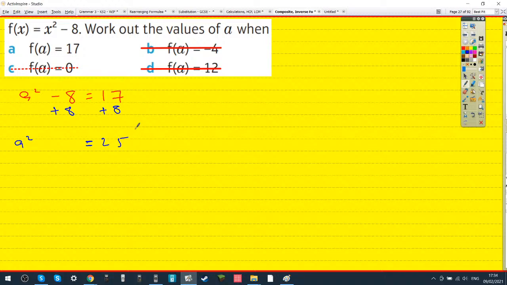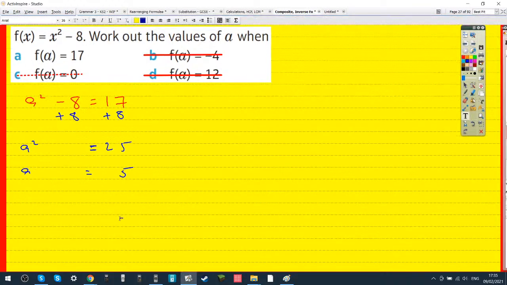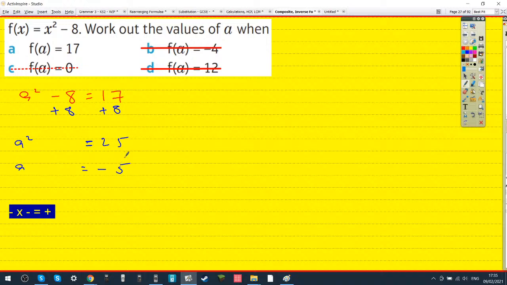So A is 5. Yeah, and is there another very similar number that when you square it, you also get 25? What is a minus times a minus? Plus. Yep. And so, what other number? Minus 5. Yeah, because a negative times negative makes positive. So that is plus or minus 5.